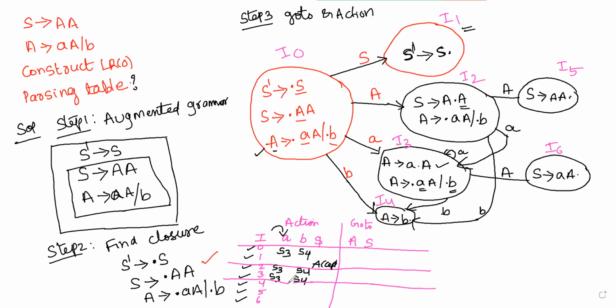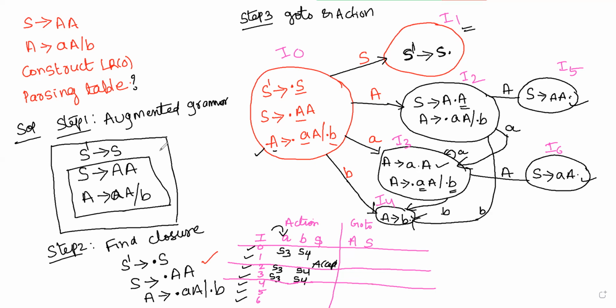Now we are going to find the values for the next states, I4, I5, I6. If you see I4, I5, I6, all of these have a dot at the end. These are called final values. Now we are going to give numbering for each and every production.